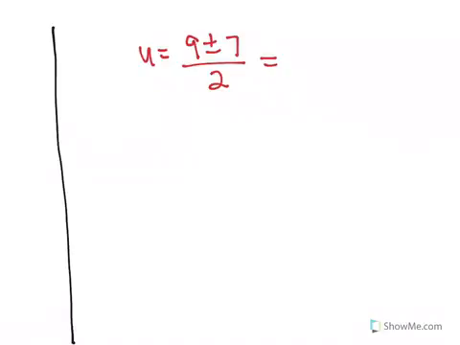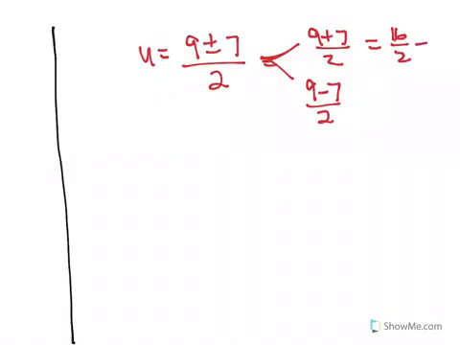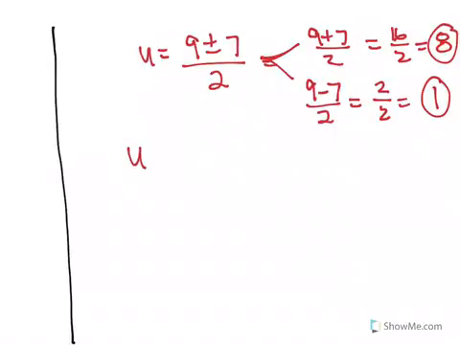We simplify this actually to two different values. We get 9 plus 7 divided by 2 and 9 minus 7 divided by 2. 9 plus 7 is 16 divided by 2, we get 8, and 9 minus 7 is 2 divided by 2, we get 1. So now we have two values for u. U can equal 8 and 1.